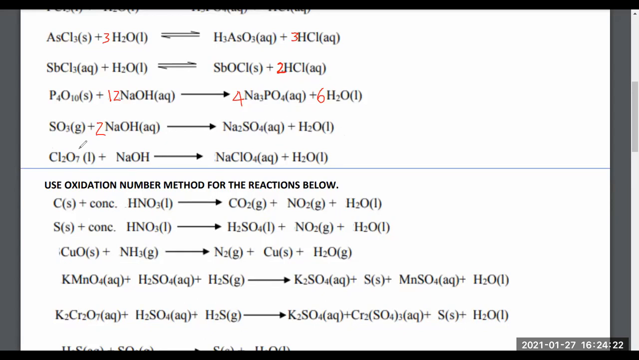Pretty straightforward. Chlorine. This is dichlorine heptoxide. Dichlorine heptoxide reacting with sodium hydroxide. 2 chlorine atoms. Therefore, I have to put a 2 here. 2 sodium. I have to put a 2 here. And if you check carefully, we have 2 hydrogen on the left, 2 hydrogen on the right, 9 oxygen on the left, 7 plus 2, 8 plus 1, 9 on the right as well. So these are pretty straightforward. You can directly balance them.